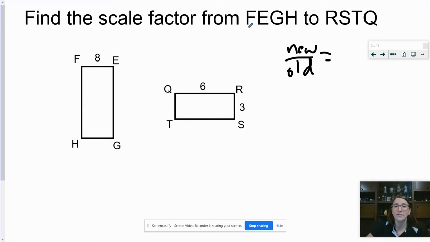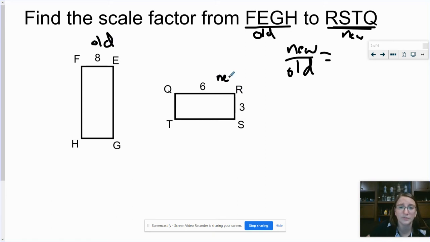We know based off of this, which is the old and which is the new. And then we can tell based off of this as well, which sides go together. You can also tell sometimes based off the picture. I don't always recommend that, but you should be able to tell based off the picture which sides go together. Okay, so FEGH is the old, and this is the new. This is the old. This is the new.